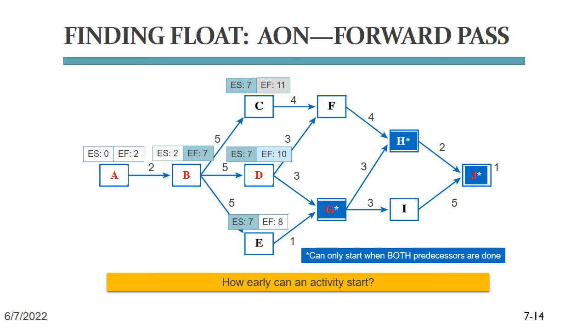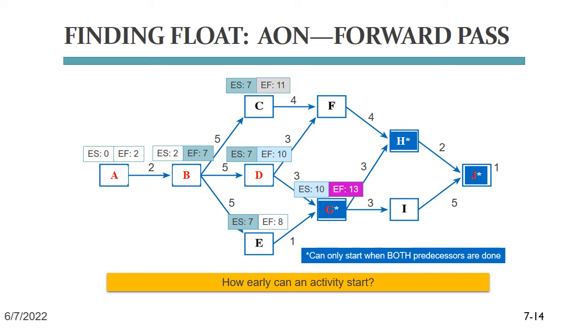Since task G has both D and E as predecessor, it needs to wait until both are done. This means it cannot start any earlier than when D is finished on day 10, no matter whether task E has been sitting around there waiting for 2 days. Task G takes 3 days, so finishes on day 13.